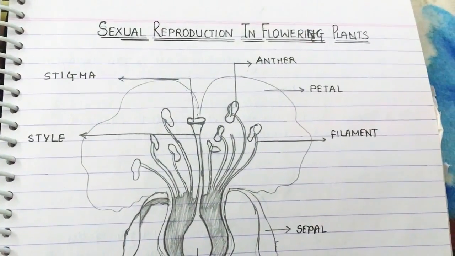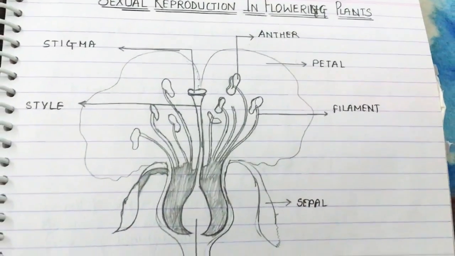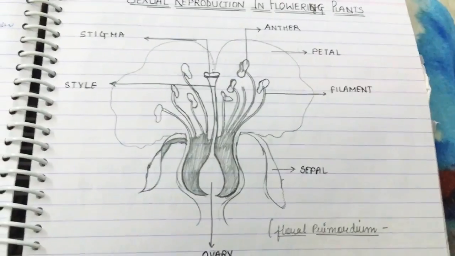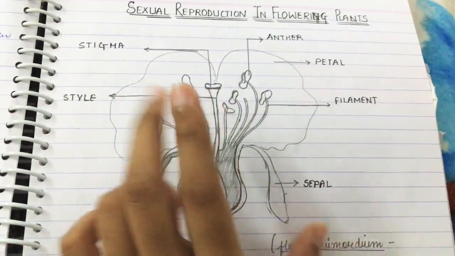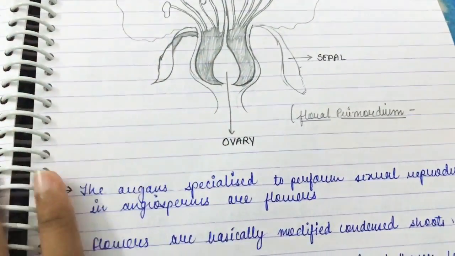So now today I'm starting my second chapter, that is sexual reproduction in flowering plants. Here you can see the diagram of a flower in which here it is stigma, anther, petal, filament, style and sepal. And this is ovary.